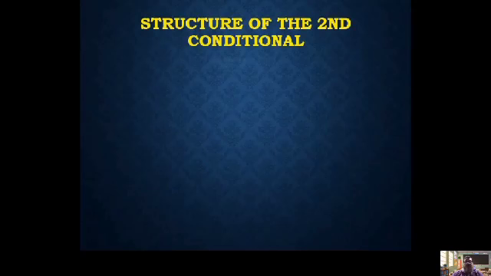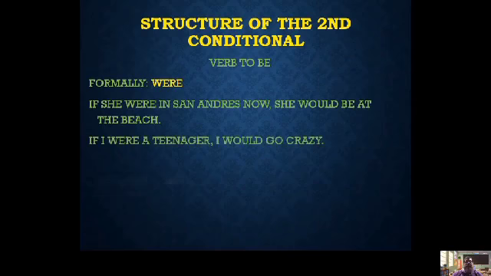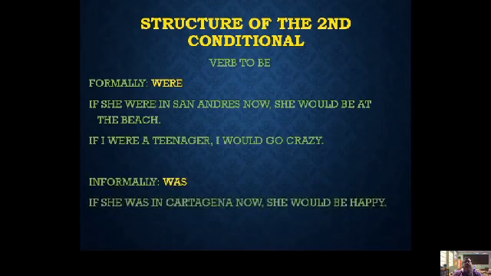The structure of the second conditional when we talk about the verb to be. So, talking about the verb to be, we have two different ways of conjugating the verb be. Formally, we have to use were. Example, if she were in San Andres now, she would be at the beach. So pay attention. You say if she were, if I were, if we were, if they were, if he were, if it were. Informally, we can use the verb to be with was. For example, you say if she was in Cartagena now, she would be happy.